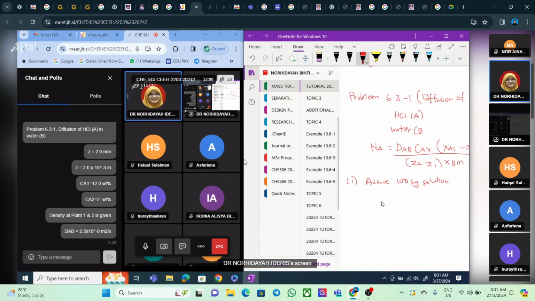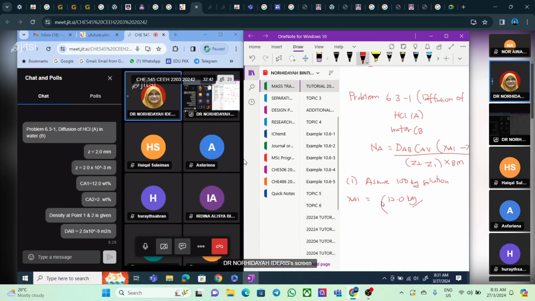Solution means the weight of the liquid; solvent plus solute becomes the solution. So why 100 kilogram? Because it will be easy for us. For CA1 at 12%, 12% times 100 is 12 kilogram. So the first step is to calculate the value of SE1. It's 12 kilogram, because 12% times 100 is 12 kilogram, and then you divide it by the molecular weight of HCl.